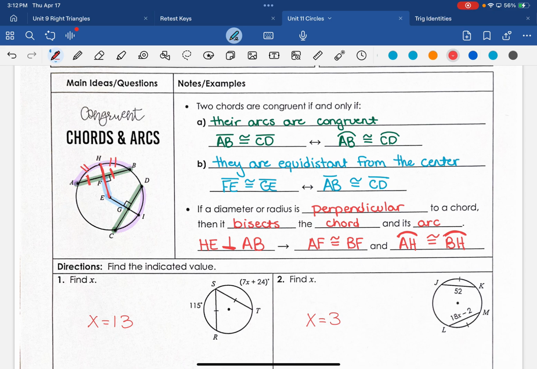Does anybody have questions? Okay. Does anybody need more time to write this down? Because we got one more thing. If you need more time, that's cool.